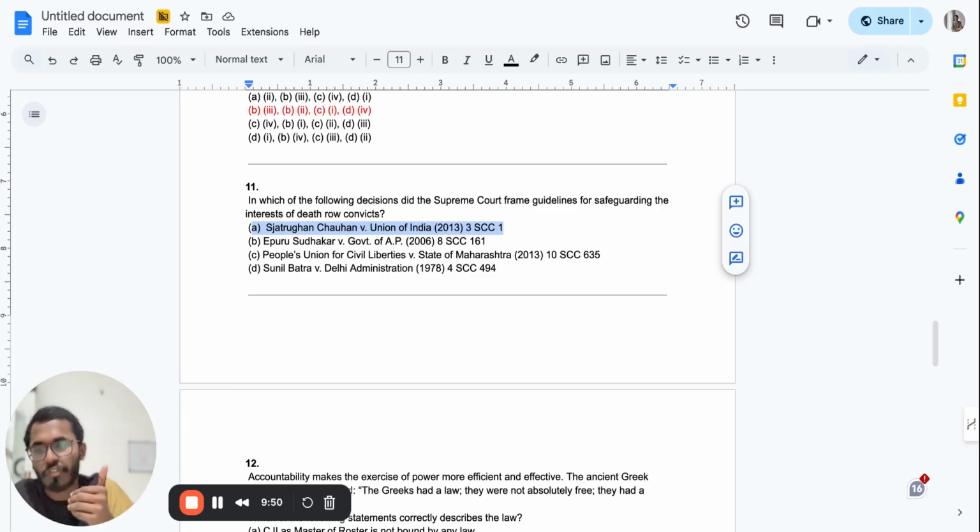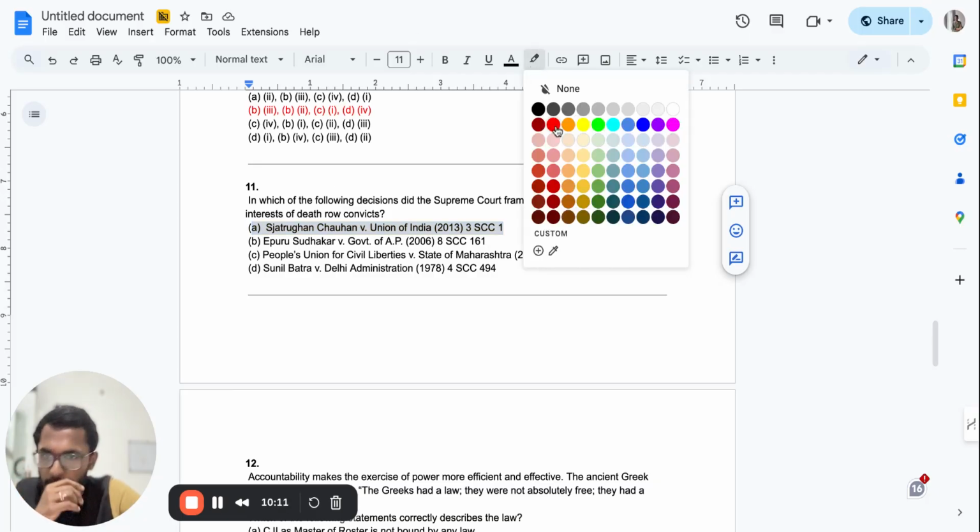For example, after rejection of this mercy petition, within 14 days my execution will happen, right? So those 14 days should be given. Also, a mental health evaluation needs to be provided, and solitary confinement, a strict kind of punishment, should not be imposed at this stage. Why? Because after 14 days he's going to die. So this is also decided in this case.